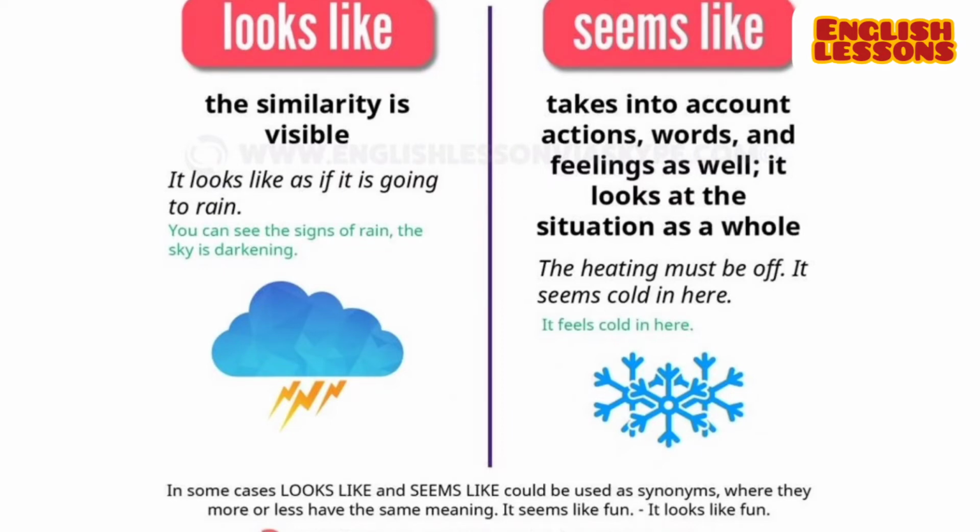For example of seems like, the heating must be off. It seems cold in here. It feels cold in here. In some cases, looks like and seems like could be used as synonyms, where they more or less have the same meaning. It seems like fun. It looks like fun. Same meaning. That's number 9.